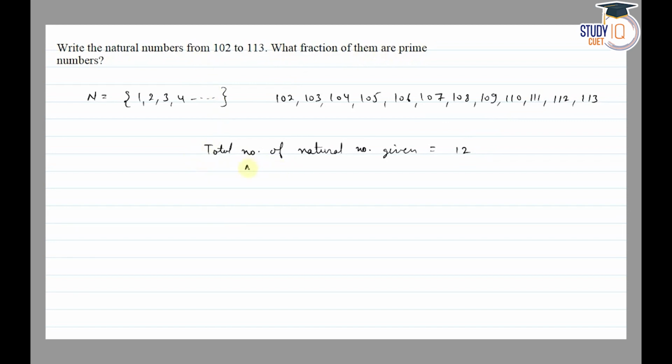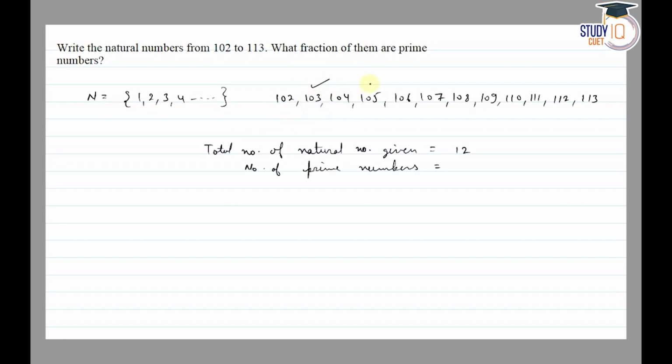And this will be number of prime numbers. Let us see what prime numbers are. The number which is divided by 1 or itself is known as prime number. So we will see 103, it is divided by 1 and 103. Apart from this it will not be divided by any other number. So this will be a prime number.